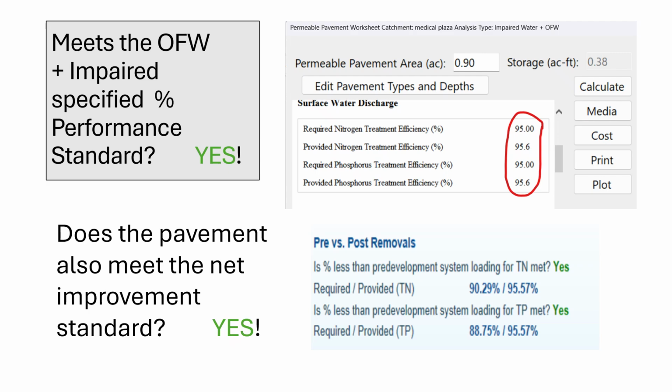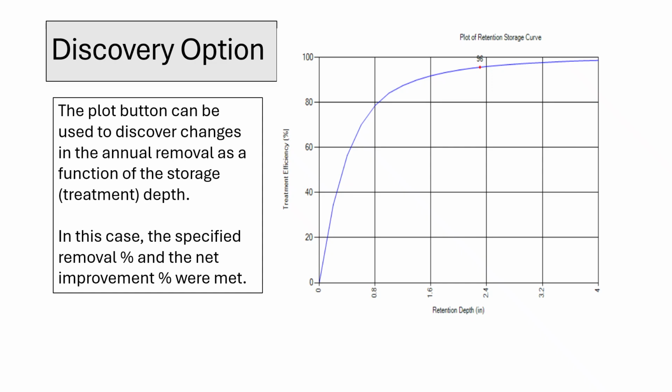With the discovery option, you can utilize the plot button to investigate how annual removal rates change in relation to the storage or treatment depth. This feature allows you to see the impact of varying depths on the overall removal. In this specific scenario, both the predefined removal percentage and the targeted net improvement percentage were successfully achieved.